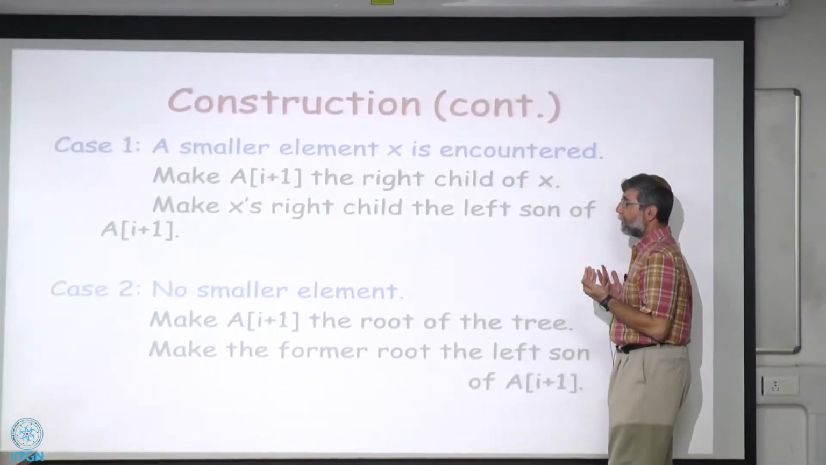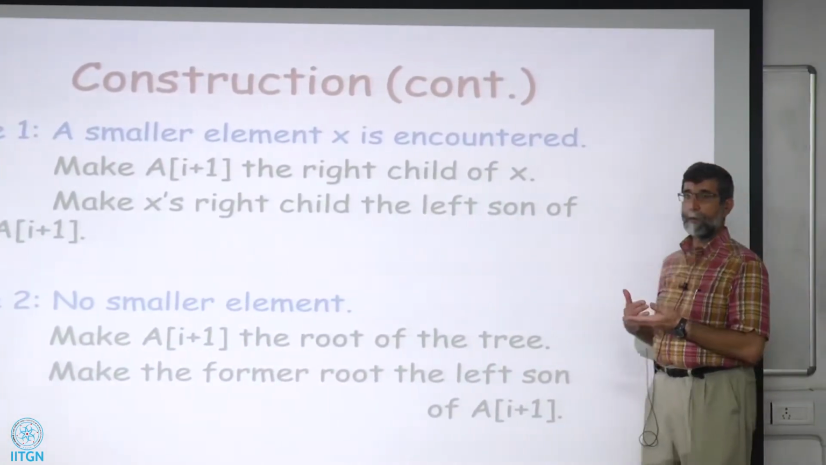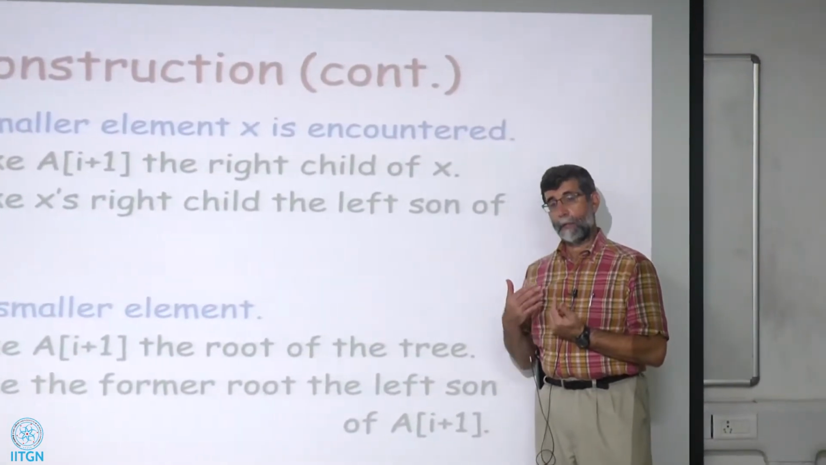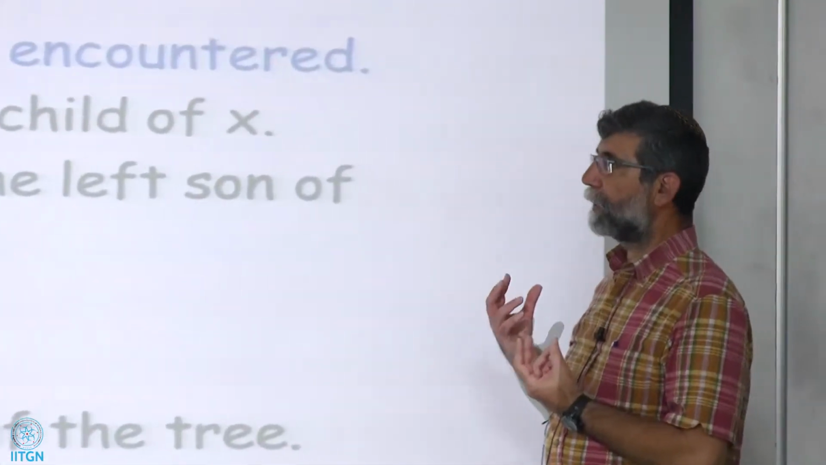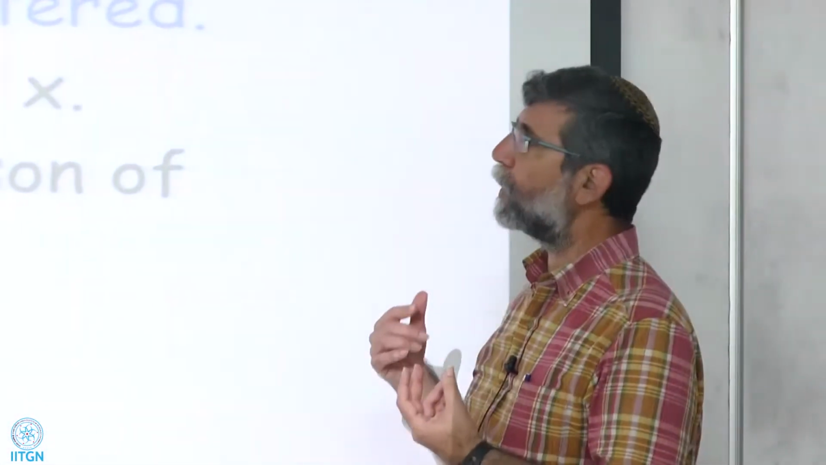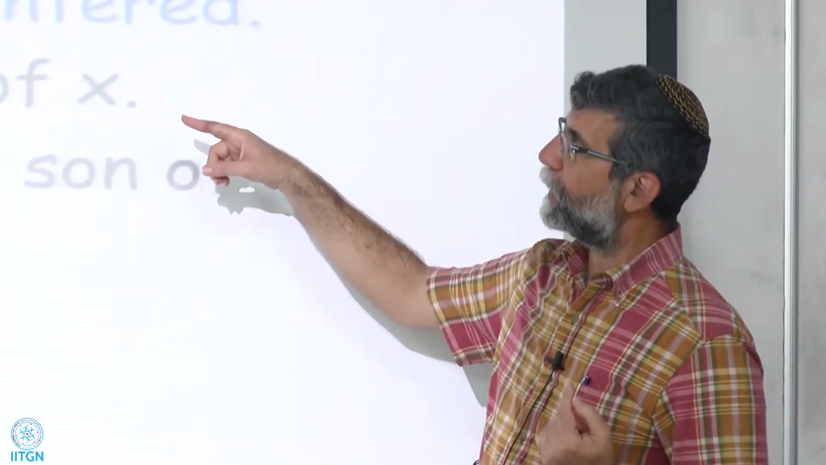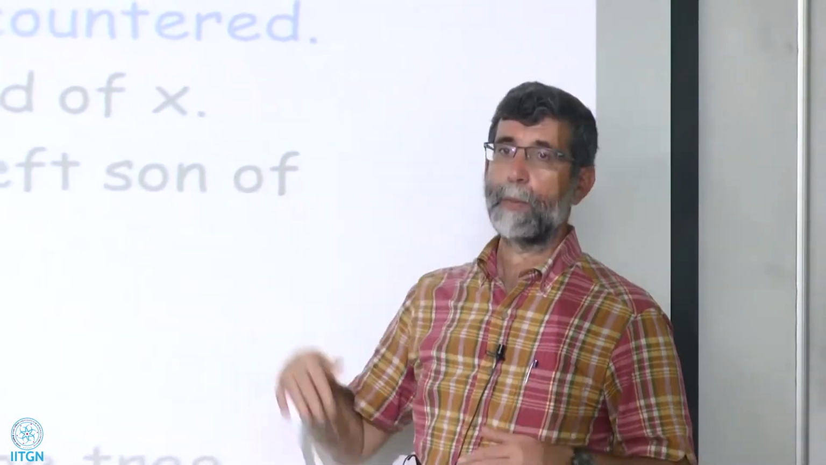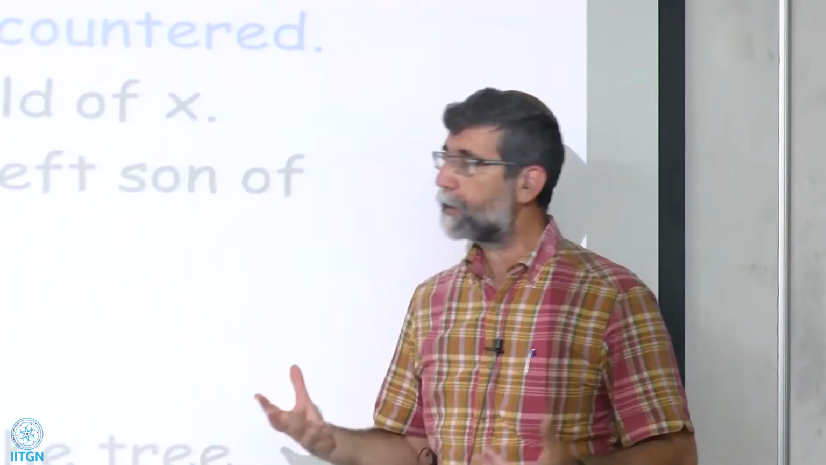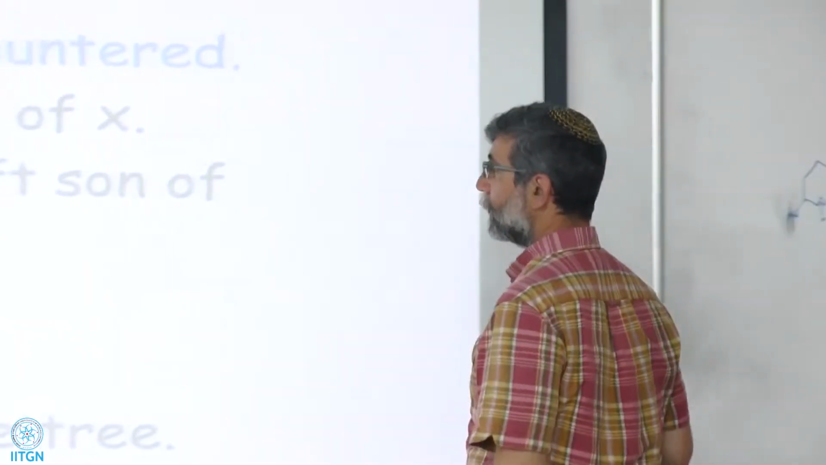However, the problem is that x may have had some right child before. But if x had a right child before, then a_{i+1} must be smaller than that right child, because if it was bigger, we would have already put it in there. So if it's smaller, then a_{i+1} is going to be the right child of x, and x's old right child is going to be the left child of a_{i+1}, and we have inserted it. That is the first case, where, as we're going up, we found a smaller element.